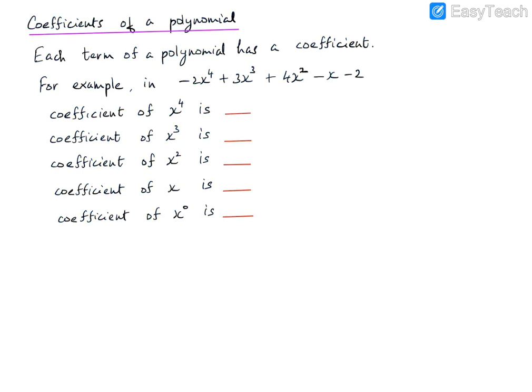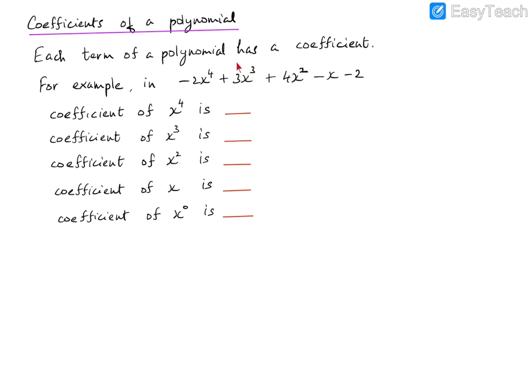So let us move on to the next definition, and that is the coefficients of the polynomial. Every polynomial has some terms, and each term of the polynomial has a multiplying factor. That means there is a constant number multiplying the variable, and that constant is called the coefficient of that particular term of the polynomial. So basically each term of the polynomial has a coefficient.